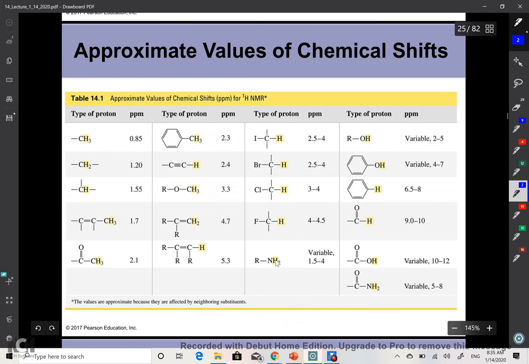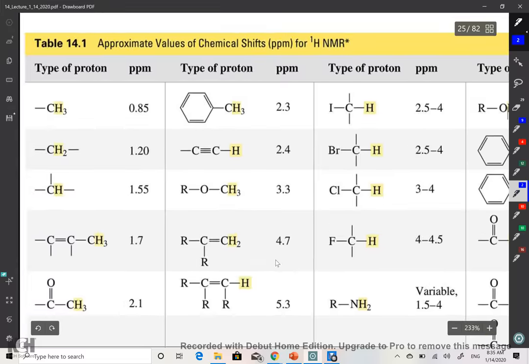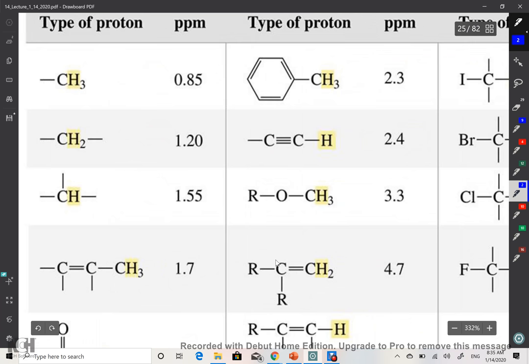Approximate values of chemical shift. You have this table, which gives you a general range, a general way of appreciating what the chemical shifts are. I'm not asking you to memorize it. I'm asking you to be able to do pattern recognition, to recognize a pattern. That's what I want you to be able to do. Let's look at the table and what I mean by recognizing the pattern.